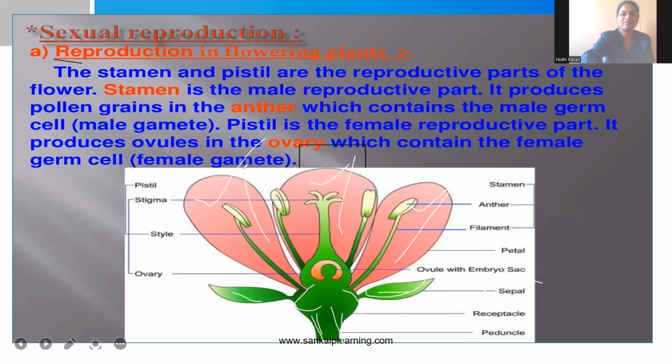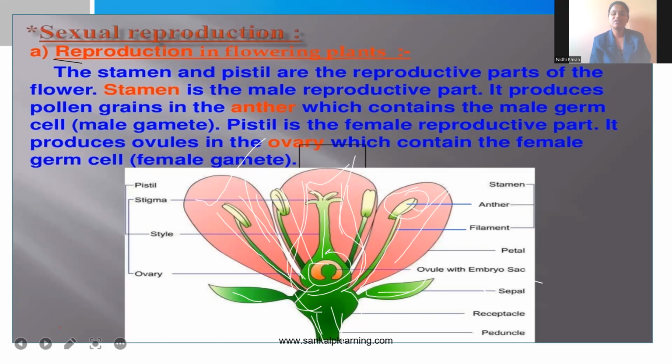Then it will have the stamens, which are the male reproductive parts of a flower of a plant. The stamen again has the anther and filament. Then the flower will have the female reproductive part, the whole thing of which is called the pistil. Pistil has three parts: stigma, style and ovary.